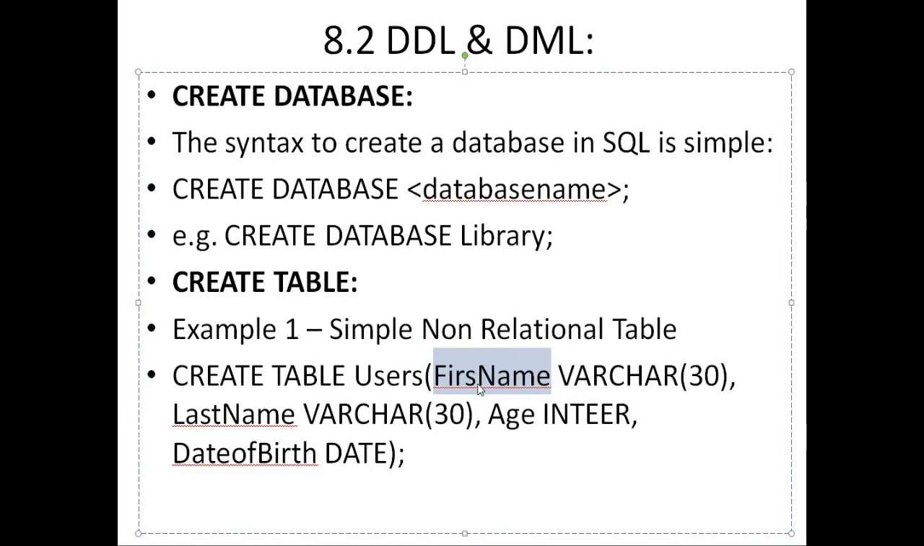For example, we can have first name, and its data type can be varchar 30. That means the name can be from 0 to 30 characters in length. Last name, that would again be varchar of limit 30. Then age would be an integer, and date of birth would be of data type date. Once you have finished writing all the attributes or the field names, simply close the parenthesis and put a semicolon.